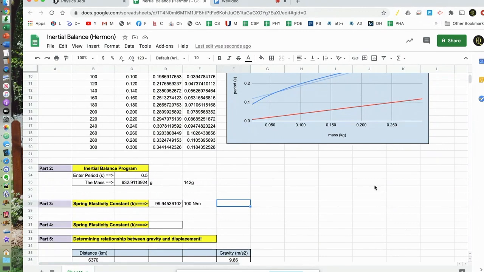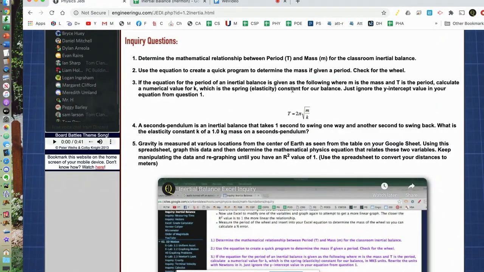What's part 4 say? Part 4 says a seconds pendulum. This is going to introduce you to what we call a seconds pendulum. A seconds pendulum is any kind of pendulum that takes 1 second to swing one way and back.